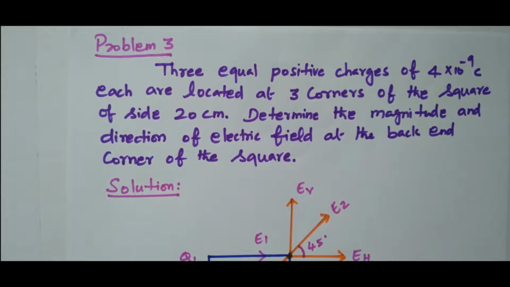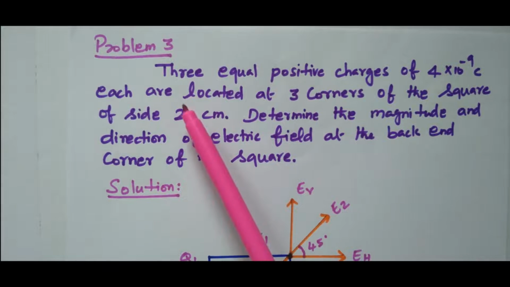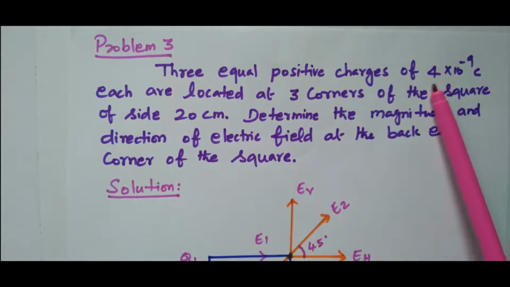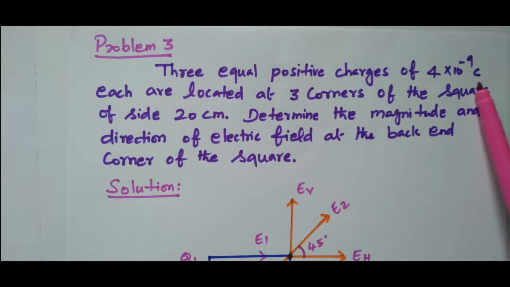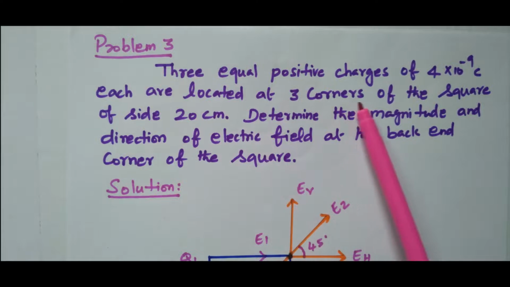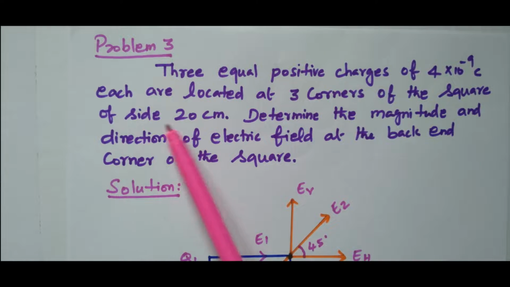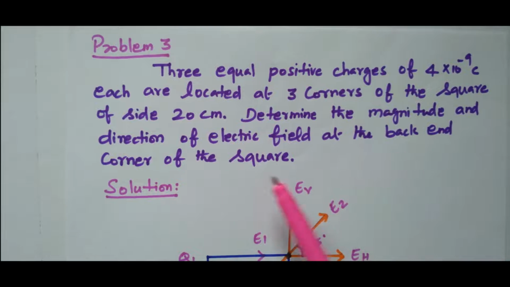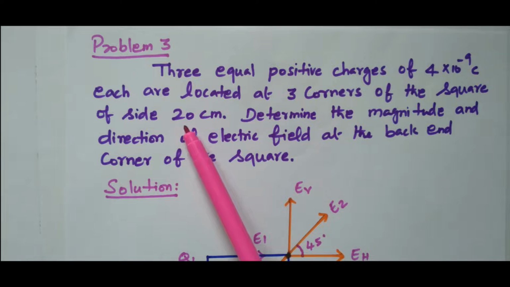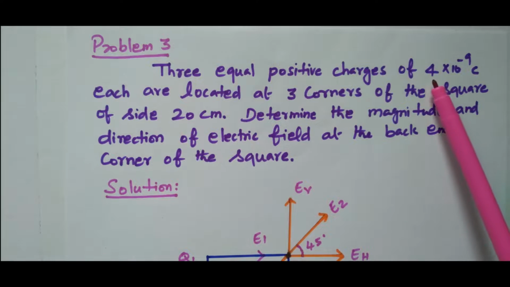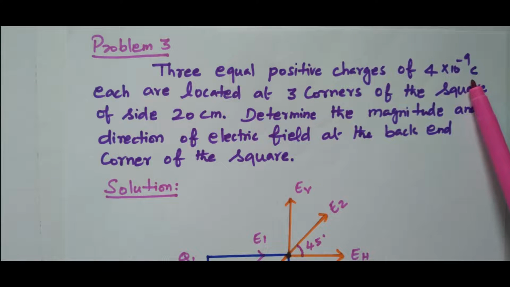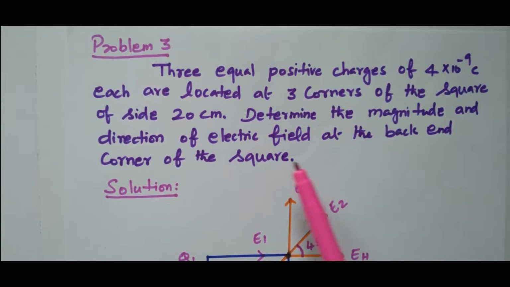Now we'll see the third problem. 3 equal positive charges. The value is 4 into 10 to the power minus 9. Each are located at 3 corners of a square of side 20 centimeter. Right? One square is available with the side 20 centimeter. At the 3 corners, this 4 into 10 to the power minus 9 Coulomb charge is placed. All 3 corners are equal value. Now our question is determine the magnitude and direction of electric field at the fourth corner of the square.